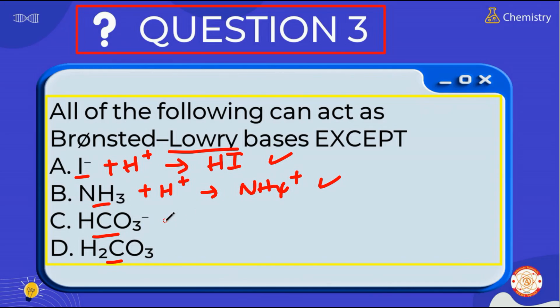And bicarbonate ion can accept a proton as well because it forms what? Carbonic acid. So this choice is also correct. And choice D cannot accept what? Cannot accept hydrogen plus or a proton. Therefore, it's not what? It's not a Bronsted-Lowry base. So the answer is D.